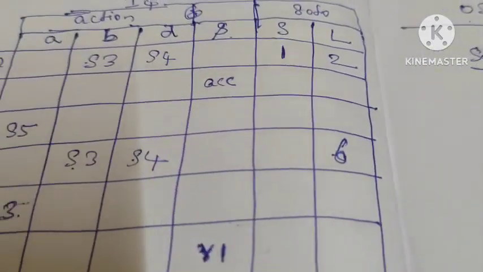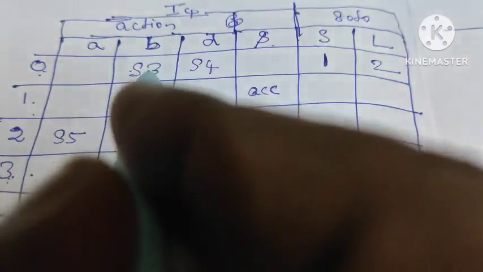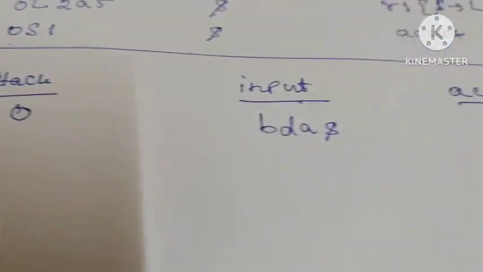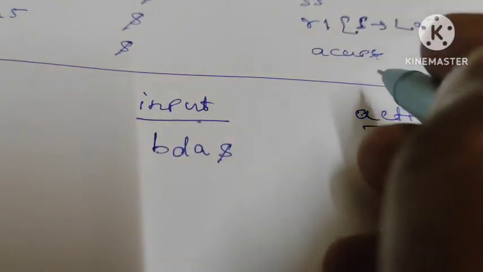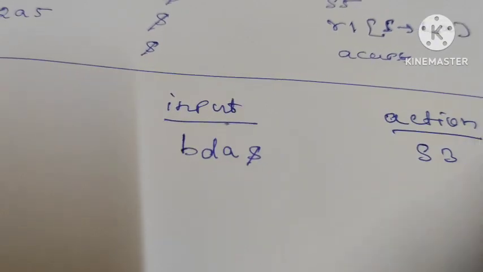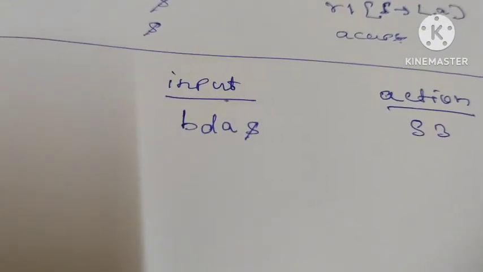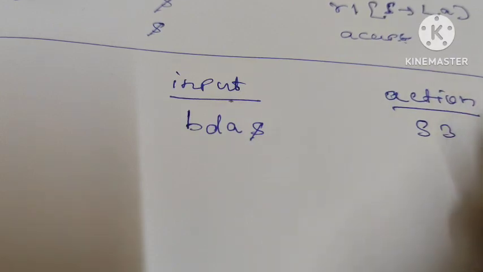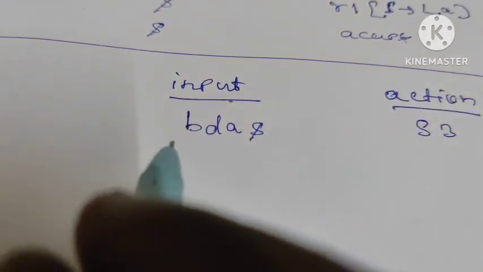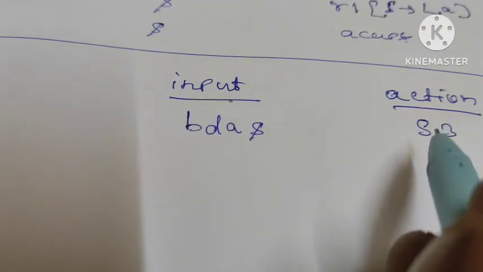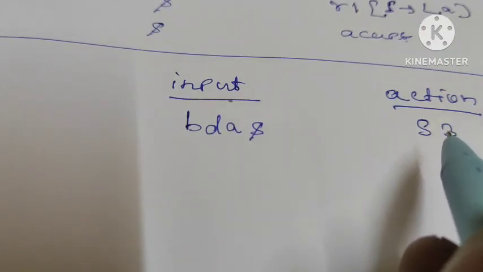So what is the entry there? For 0 and B, we have S3. S3 means shift 3. In the action, you write S3. Now, when the operation is shift, we have to push one element from the input to the stack, and then push the corresponding shift number inside the stack.